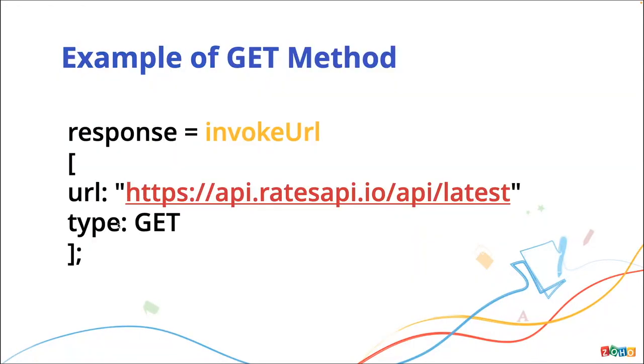Now this is an example of my get method. This is how I first call the function invoke URL in order to call my API, give the API URL, and then mention my method as well, my type value as well.